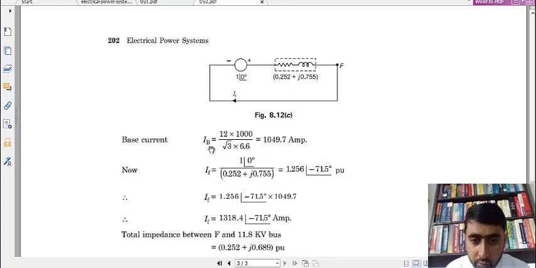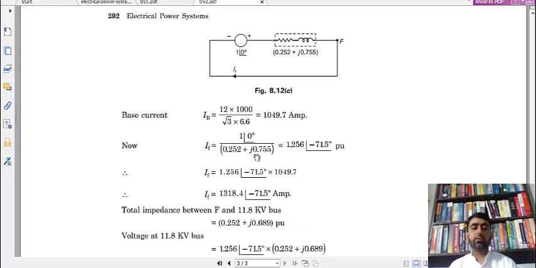Base current can be calculated. It will be 12 into 1000 divided by root 3 into 6.6. Actually this is 12 MVA, we can take 1000 from here. It comes out as 12,000 kVA. That k and this k will cancel out and the total base current will be like this. So to convert the fault current to the actual current, it comes out to be this multiplied by this value. So the fault current will be equal to 1318.4 at an angle of 71.5 amperes. Now this is the fault current.